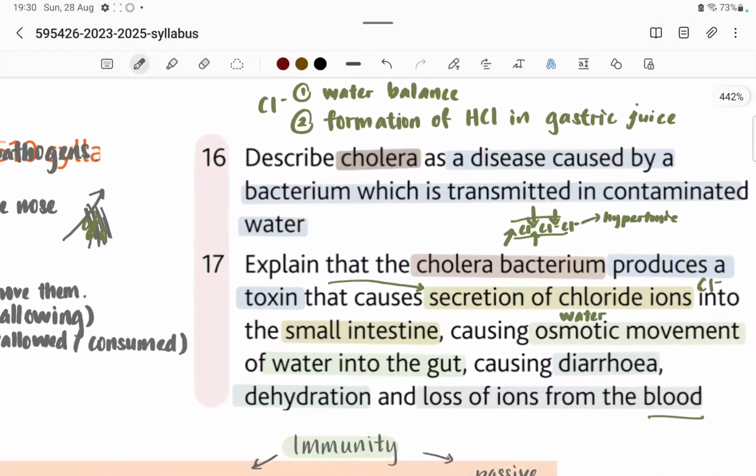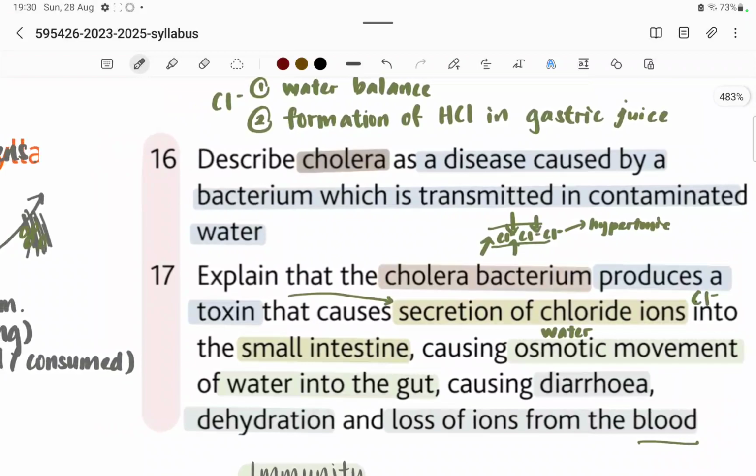Lastly, cholera. This kind of disease you need to learn also. Cholera is a disease caused by a bacterium which is transmitted in contaminated water. So if the water is polluted, it might have this cholera bacterium. This kind of bacteria produces a toxin. This toxin causes the secretion of chloride ions, and the chloride ions will be produced in the small intestine.